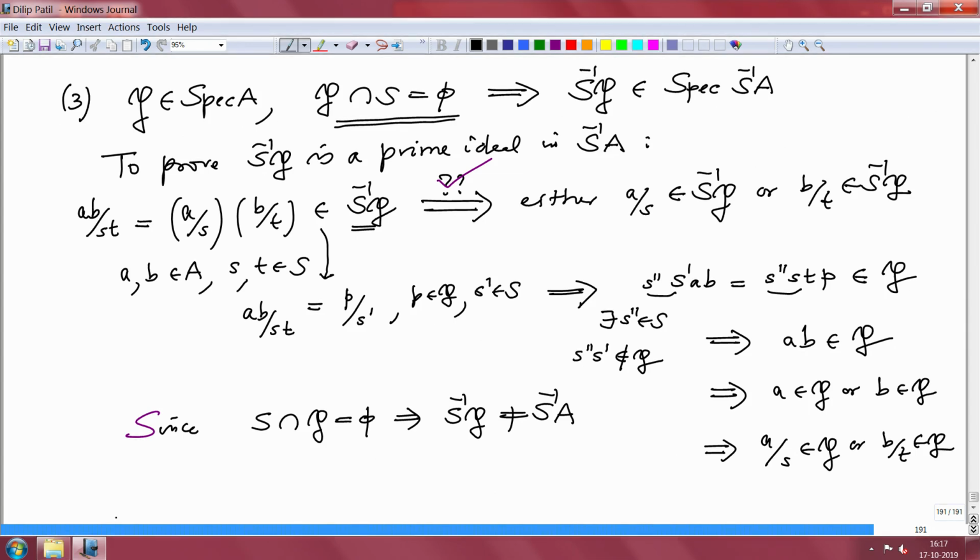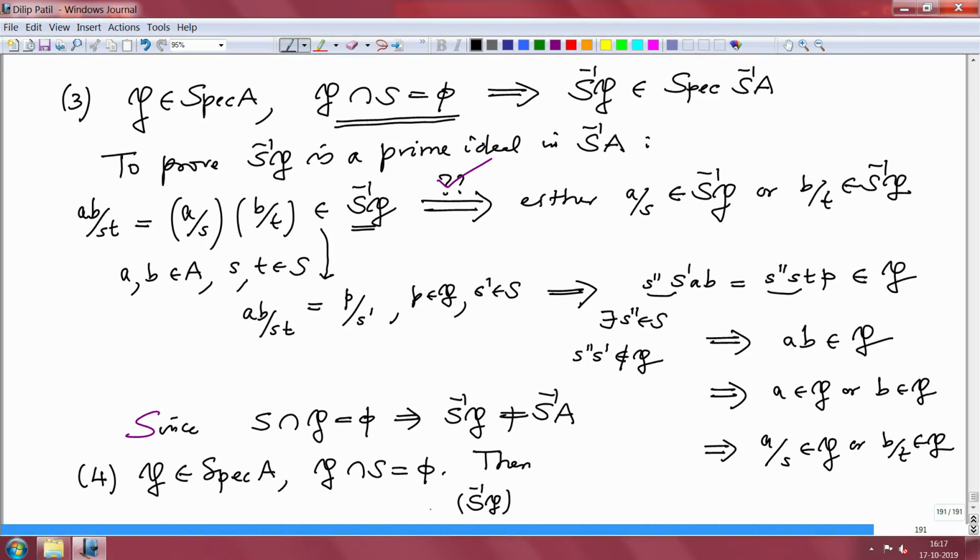Alright, now the next one, the fourth one, says the following: if P is a prime ideal, this is also something I am not going to check, I will leave it, and P does not intersect with S, then if I take this S inverse P and contract it, that is iota inverse, then you get back P. This is also, I will simply say, check this.